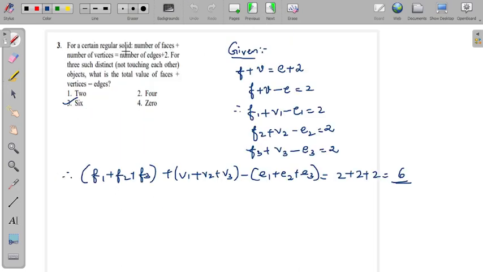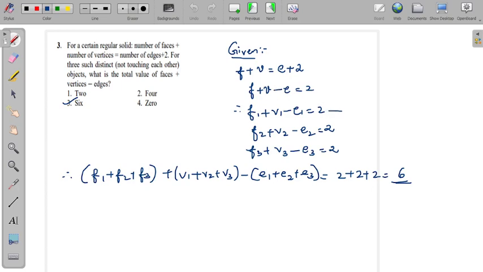Now, the third question. For a certain regular solid, the number of faces plus the number of vertices equals the number of edges plus 2. For 3 such distinct objects, what is the total value of faces plus vertices minus edges? It is given, very simple. Faces plus vertices equal edges plus 2. So faces plus vertices minus edges equals 2.